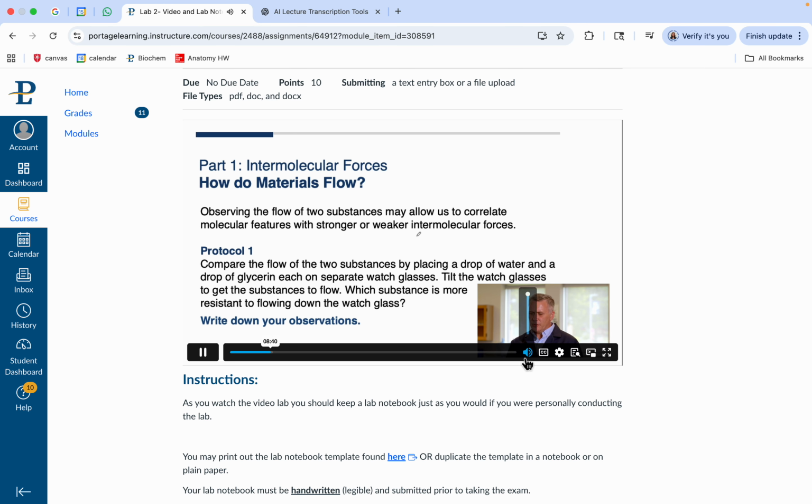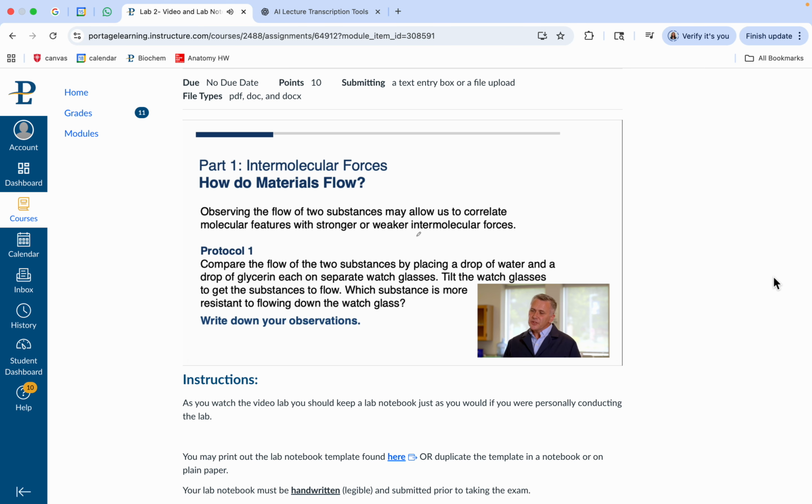We're going to compare the flow of 2 substances. We're going to place a drop of water and a drop of glycerin on separate watch glasses, tilt them up, and see how far they flow. When we're doing this, I want you to think about what the properties of water and glycerin are, and then what really happens. What observations can you make when we lift up this watch glass and watch them flow?